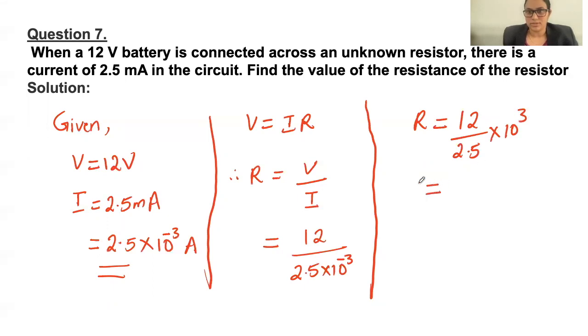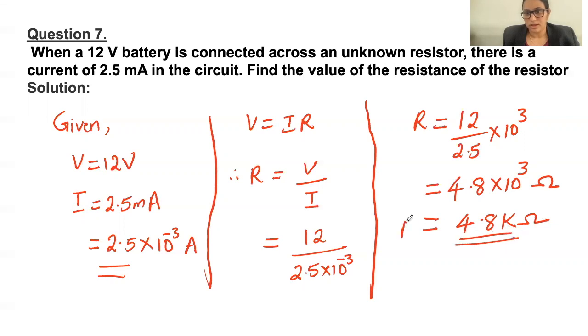So what is the answer here? 12 divided by 2.5 gives you 4.8 into 10 power of 3 ohm. Or you can convert this into kilo ohm. That is 4.8 kilo ohm. That is the R value.